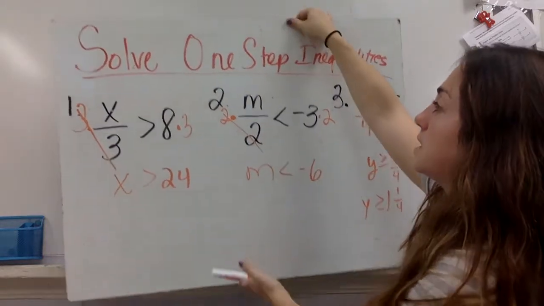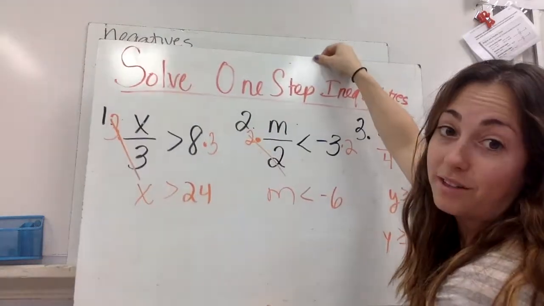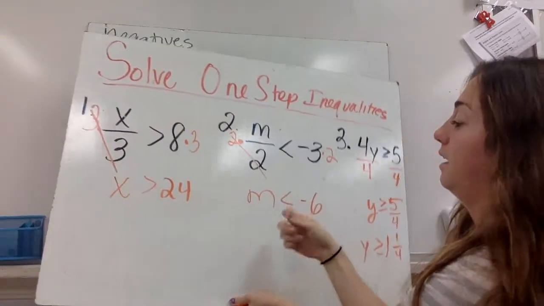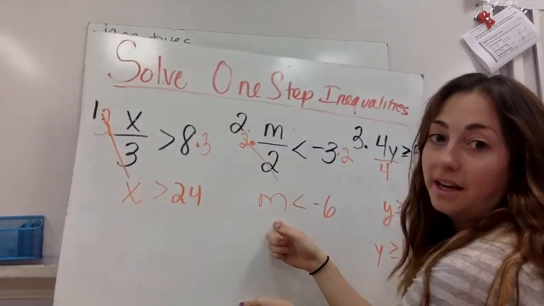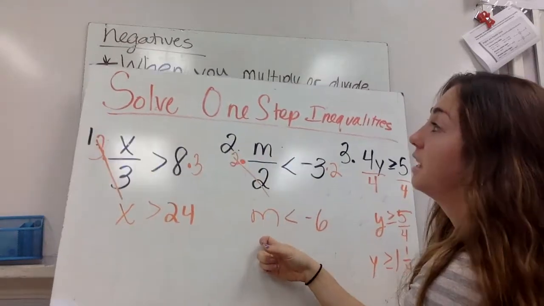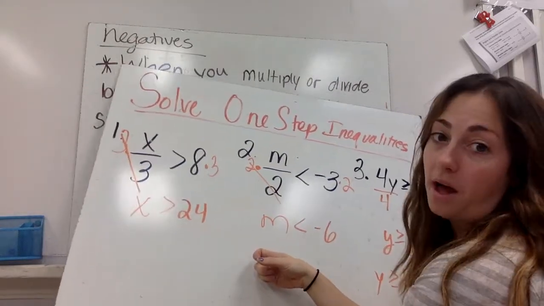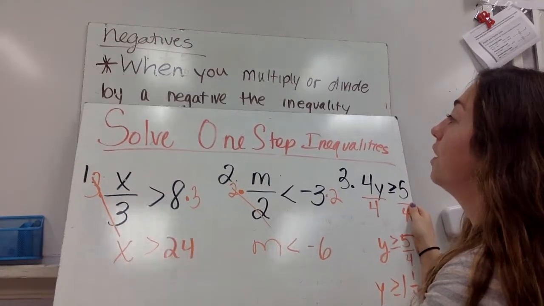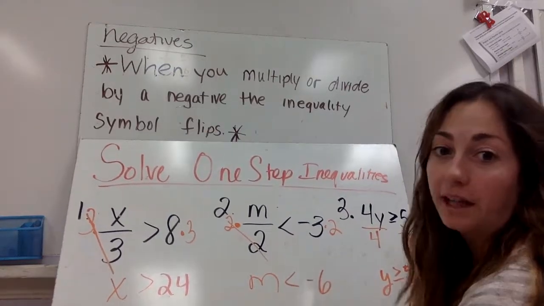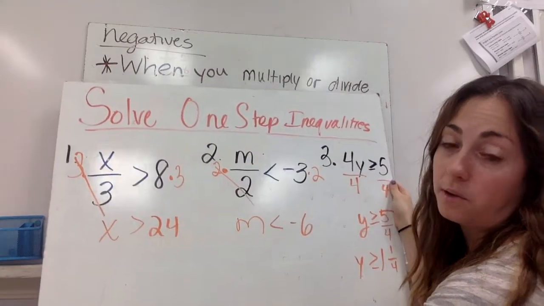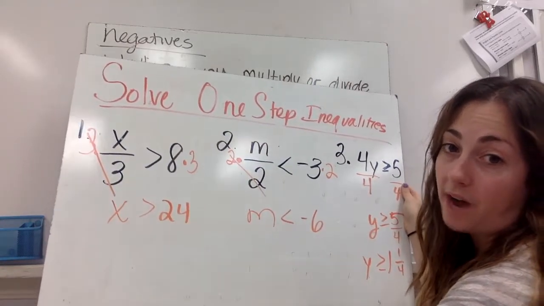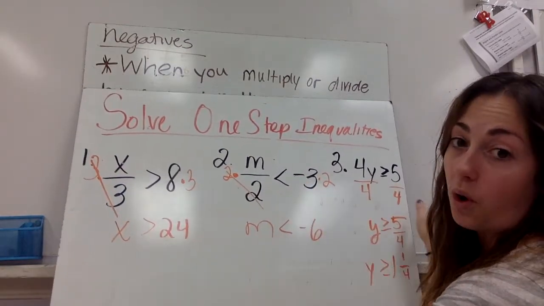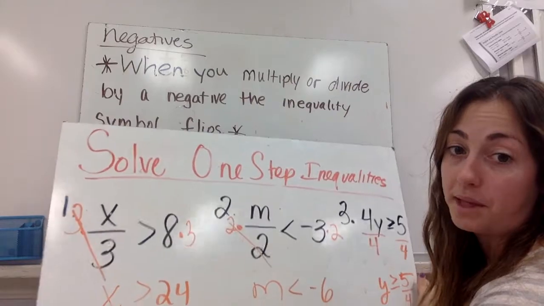There's more to this. If you remember, there's a rule about negatives, and number 2 did not need that rule. If you remember the rule about negatives, the rule is when you multiply or divide by a negative, the inequality symbol flips. Now, for number 2, did I multiply or divide by a negative? I multiplied by a 2.